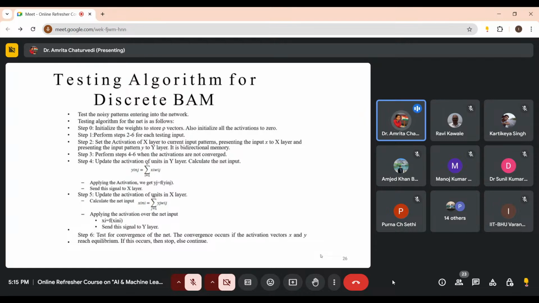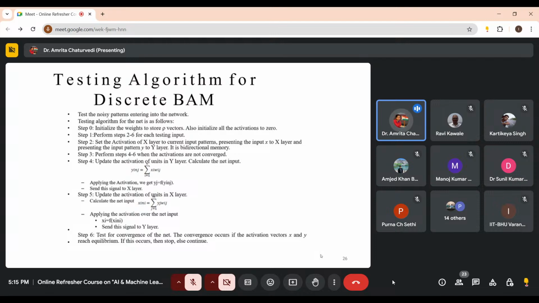Now training we have already seen. Now let us see the testing algorithm for discrete BAM. So you want to test the noisy patterns entering into the network. So the testing algorithm looks like this.